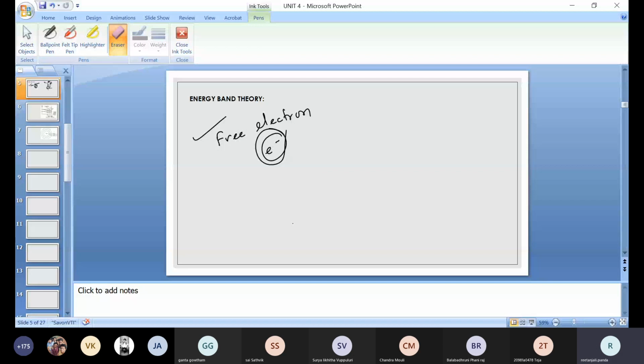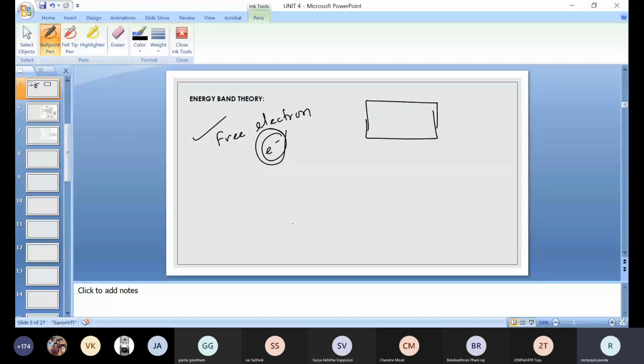Now the question comes, where do these free electrons come from? I am going to tell you a little bit later. As of now, remember that we have this number of free electrons. As I told you, we have two bands, right? One is the conduction band and another is the valence band.